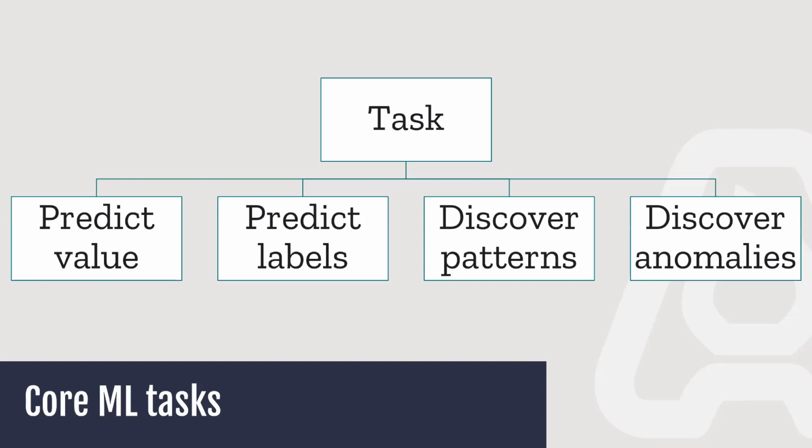As a business person, when you're thinking about the thing that you're trying to solve, if you can work out whether you're trying to predict a value, a label, identify patterns, or identify anomalies, that helps greatly speed up the process of going from business challenge to real value. So keeping just those 4 high-level things in mind helps you greatly.